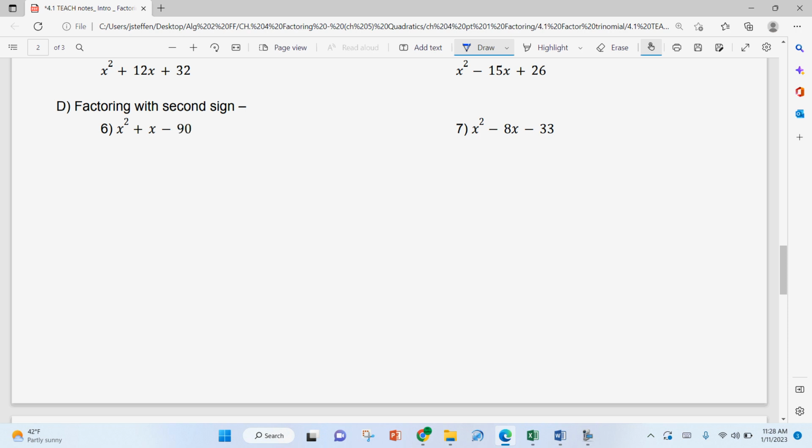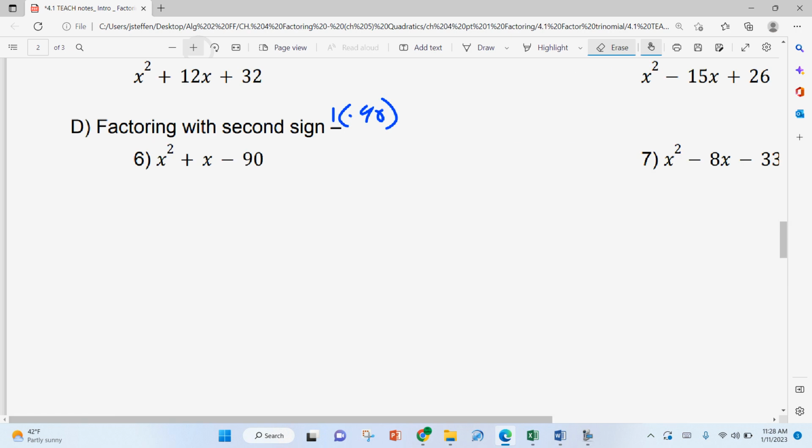So we're doing this the same way. 1 times negative 90 is negative 90. We're looking for factors of negative 90 to add up to be 1. A lot of people miss this. A lot of people put 0 because there is nothing with your x, but if there was a 0 with your x, there wouldn't be an x at all. So there's a 1x there.